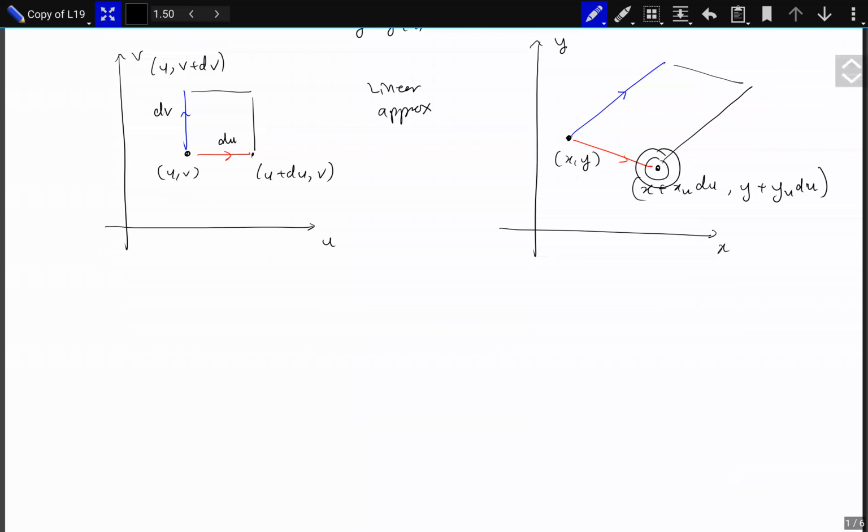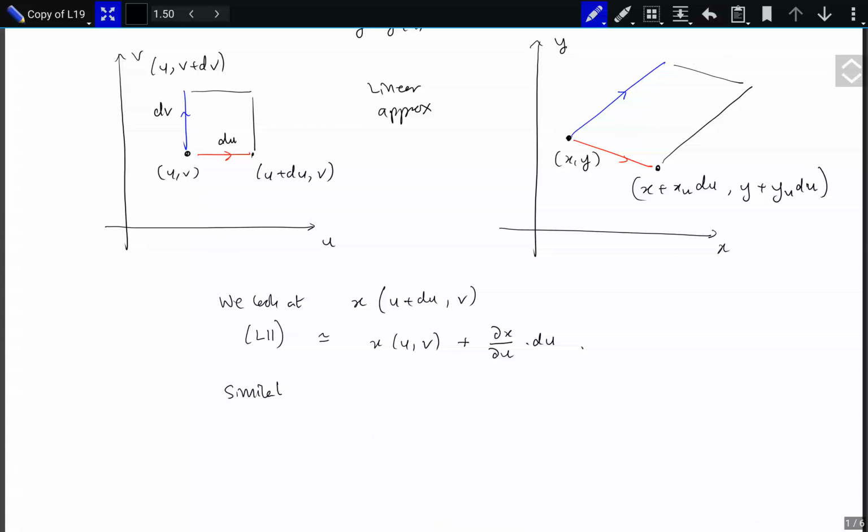Over here, what we want to look at is the image under x of the point (u plus du, v). So we look at the image of that point. And this is approximately, by lecture 11, equal to x of (u, v), the starting point, but we're going to move it a little bit. And how much do we move? We move by dx by du times du.